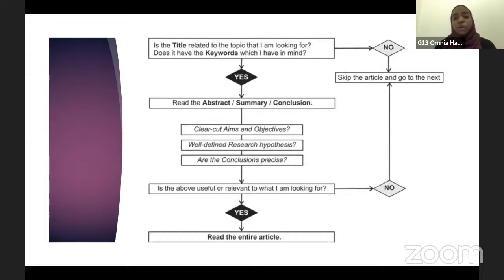Okay, so this is a schematic of how we're going to tackle this. First of all, we look at the title. Is the title related to the topic that I'm looking for? And does it have the keywords which I have in mind? If no, we skip the article. If yes, we will go on to read the abstract, summary, or conclusion. Are there clear-cut aims and objectives, a well-defined research hypothesis, and are the conclusions precise? Is the above useful or relevant to what I'm looking for? If yes, we're going to read the whole article. If no, we will skip it.